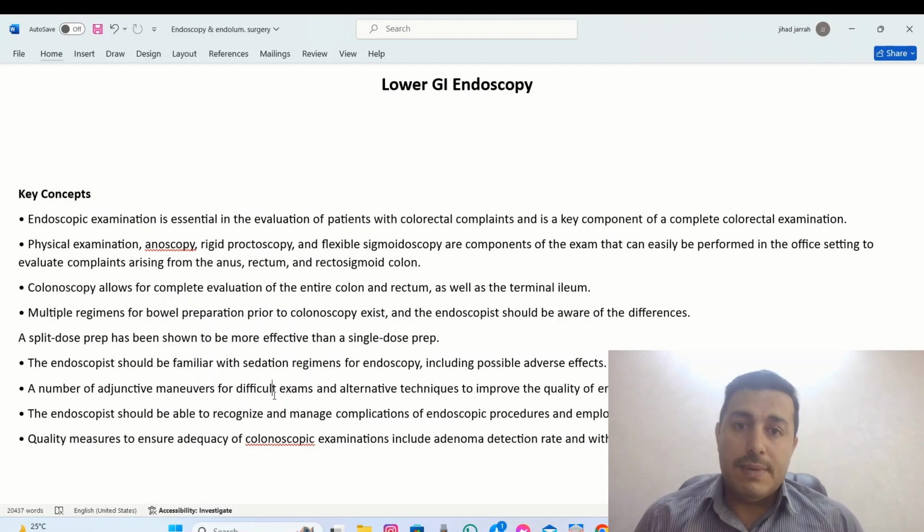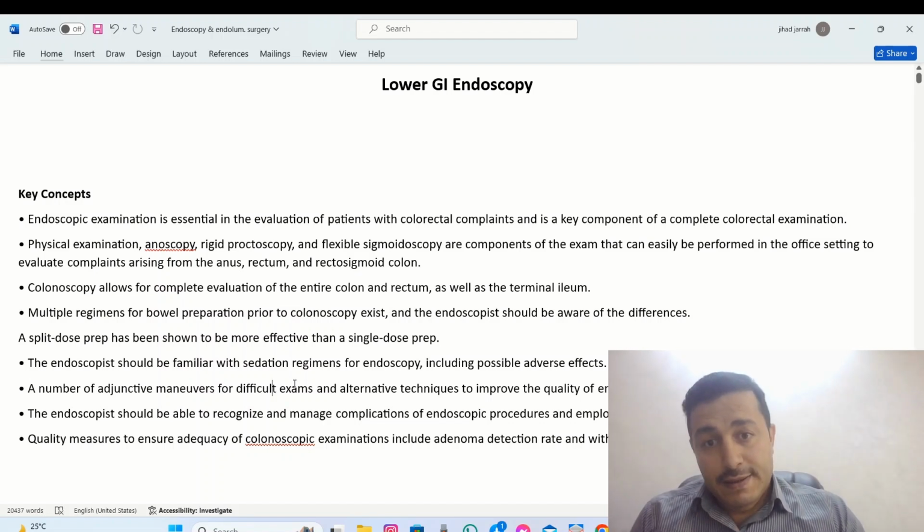We are going to talk in detail about colonoscopy, the modalities of bowel preparation, and the complications associated with colonoscopy, and how to deal with incomplete or difficult lower GI endoscopy. So we are going to review these details.